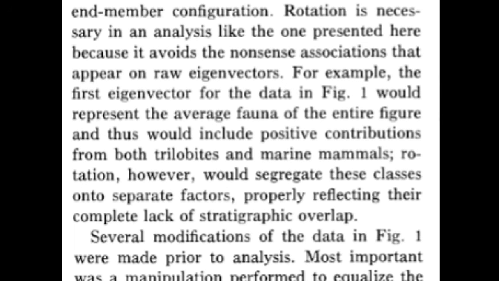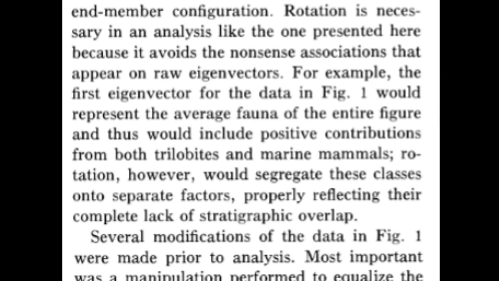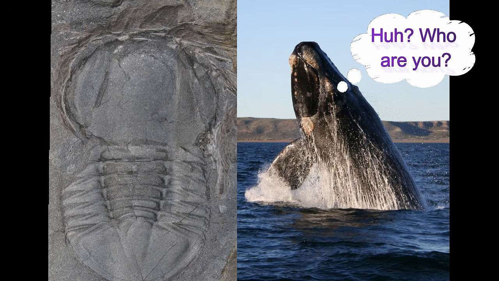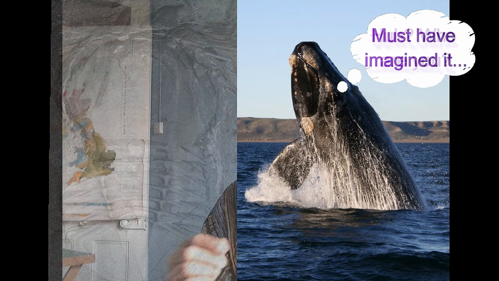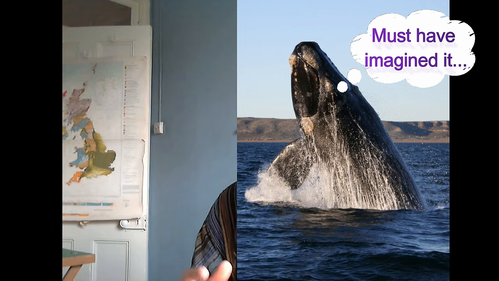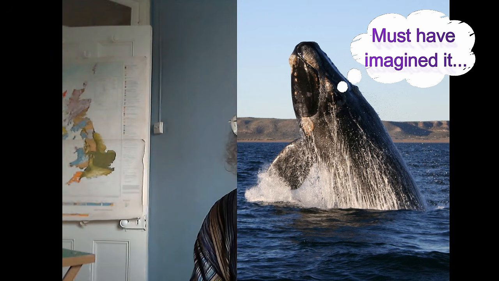Rotation is necessary in an analysis like this, obviously, because it avoids the nonsense associations that appear in raw eigenvectors. For example, the first eigenvector for the data in figure 1 would represent the average fauna of the entire figure, and thus would include positive contributions to both trilobites and marine mammals. Rotation, however, would segregate these classes onto separate factors, properly reflecting their complete lack of stratigraphic overlap.